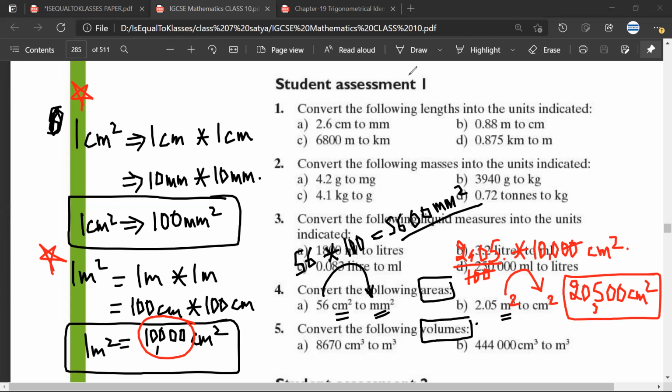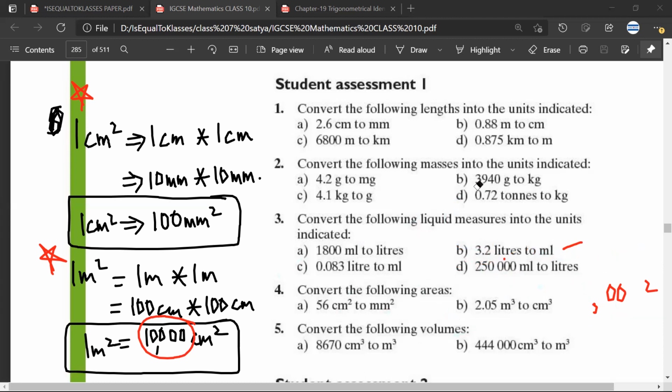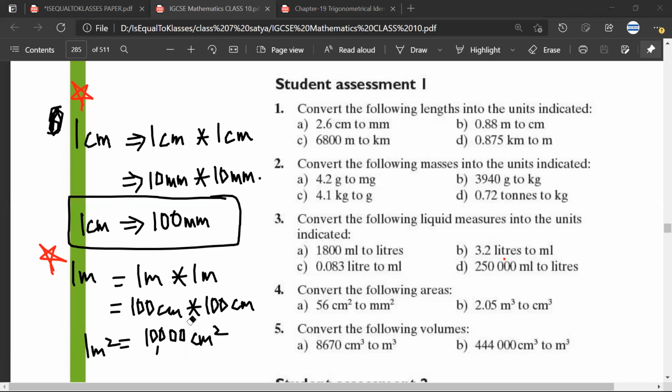Please be very clear. And this method that you are using for centimeter square or meter square or kilometer square, the same method can be used for volume conversion also. Mr. Satya, any doubt? No, sir.